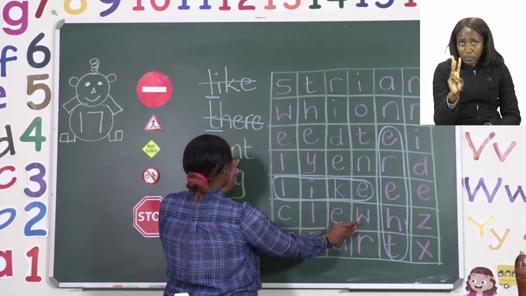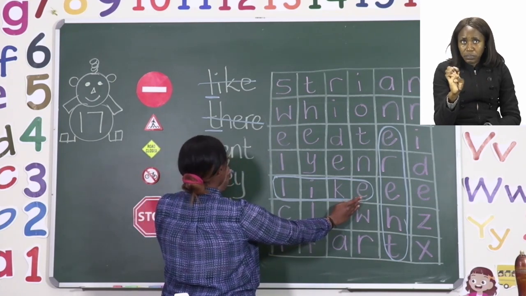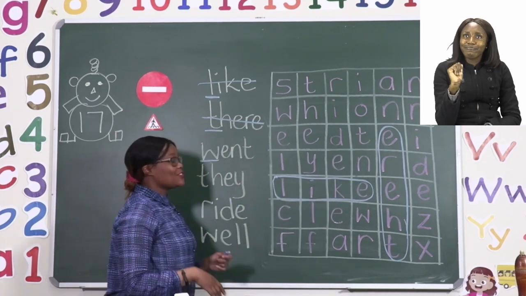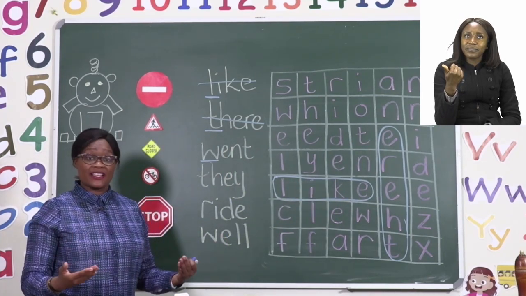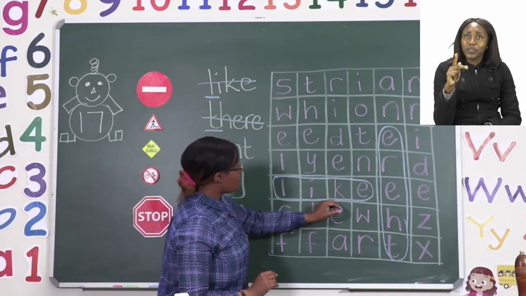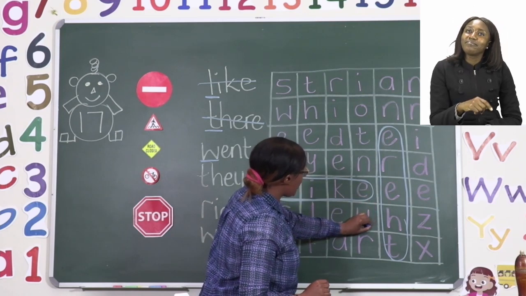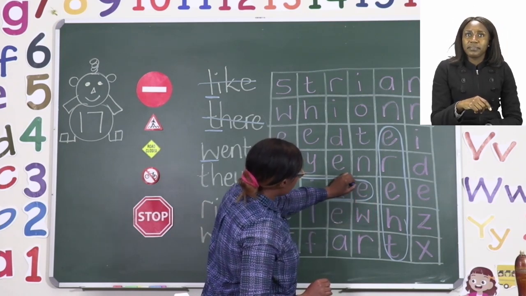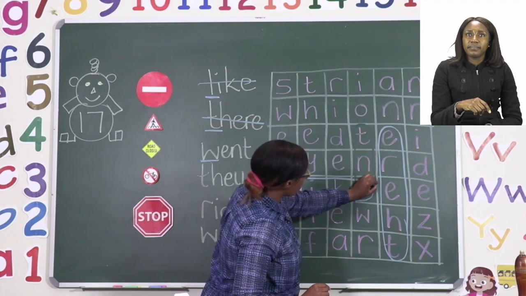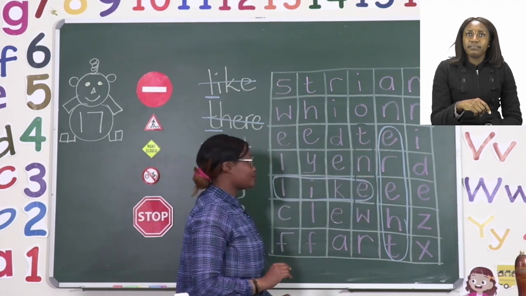Let's try the E on top. We have an E and an N and a T. So we have found our word went, and it is also reversed like our word there. So we can start from our W and work our way up and over to our T, which is our last letter for went, and back down again.